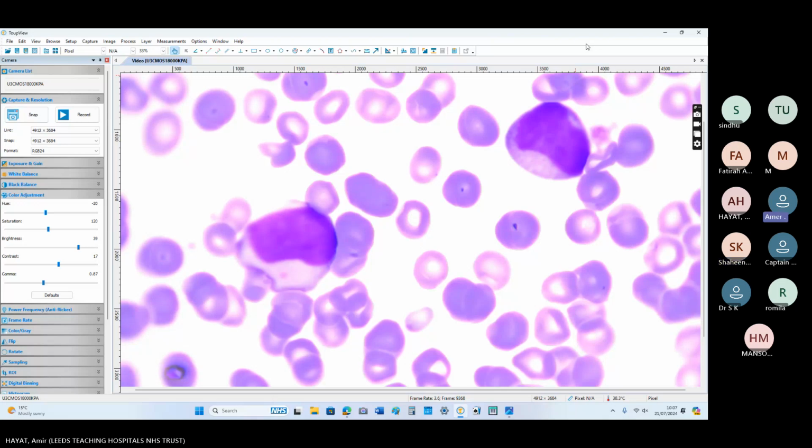Yes, the first course of any chemotherapy is given in the hospital because the patient is new to it and they may develop any complication from that.